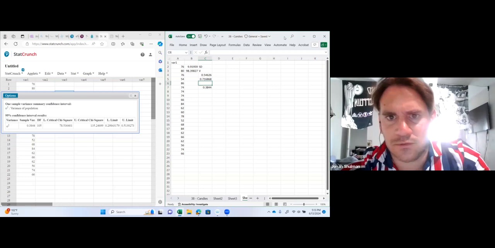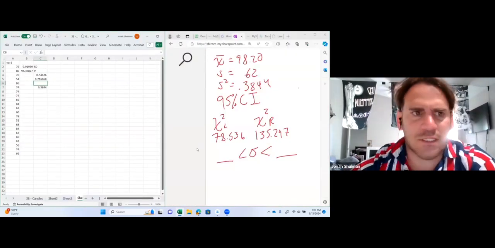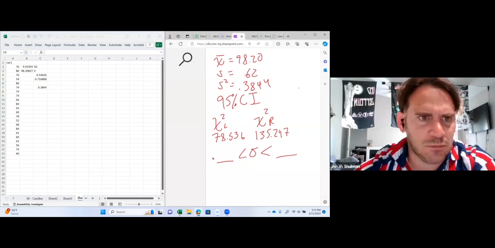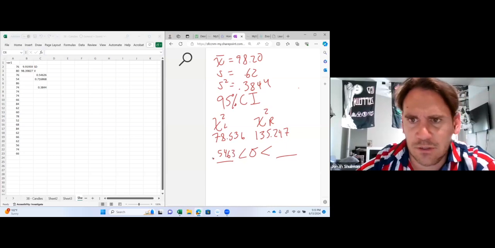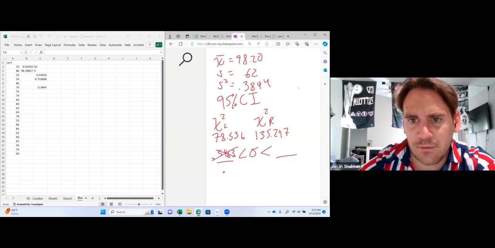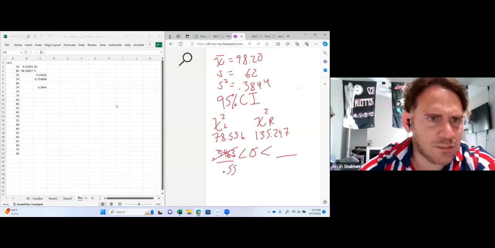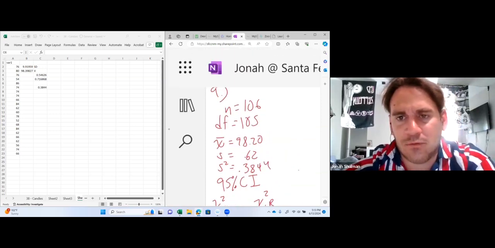Here are our answers. We're already done. We are 95% sure that the standard deviation is between 0.546, because we should kind of match. Oh, there's only 2 in this, so 0.55. And the big one is going to be 0.72. Boom. And that was number 9.